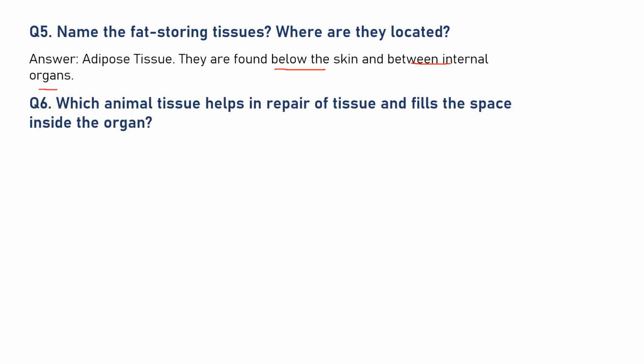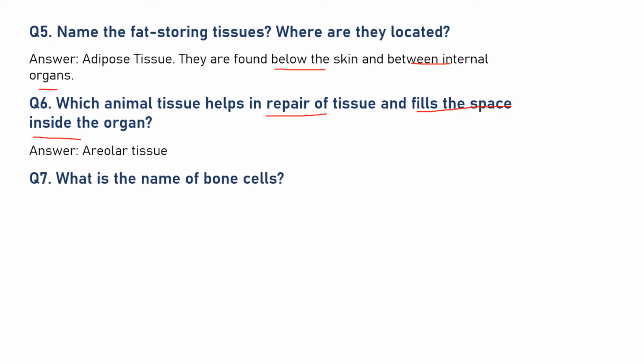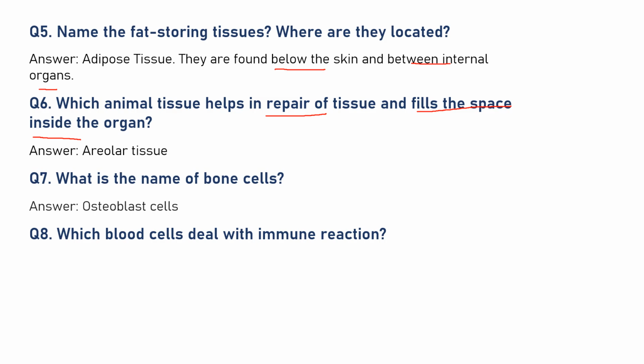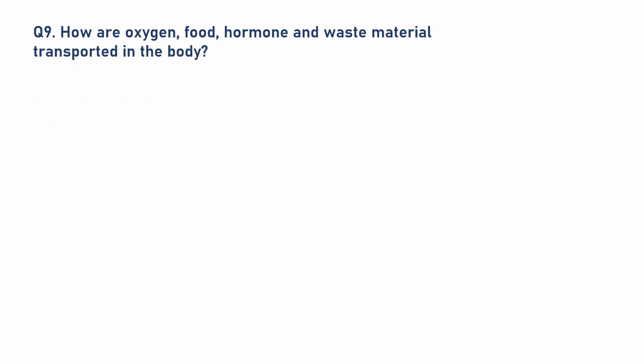Which animal tissue helps in repair of tissues and fills the space inside the organ? Repair of tissue, I have told you when I did this, and filling the space inside the organ: areolar tissue. What is the name of the bone cell? Osteocyte. Osteoblast and osteocytes, both are correct. Which blood cells deal with the immune reaction? WBCs, white blood corpuscles. How are oxygen, food, hormones and waste materials transported in the body? Through blood.